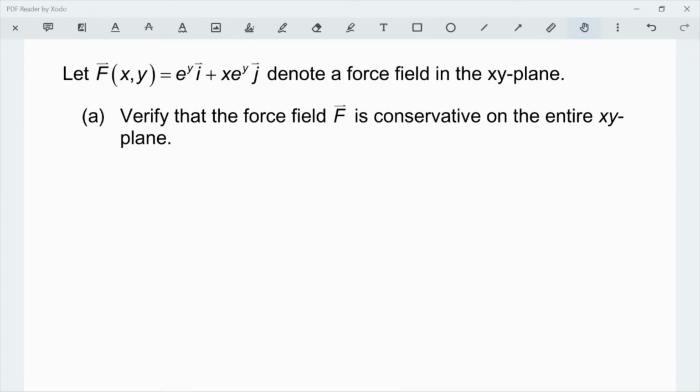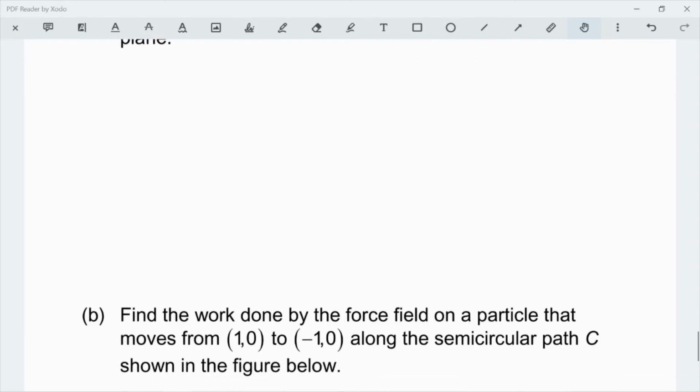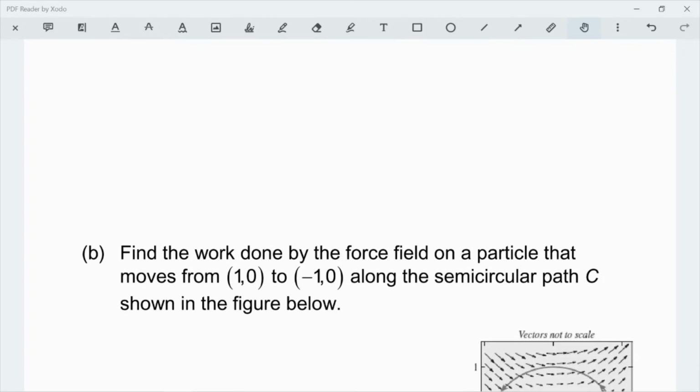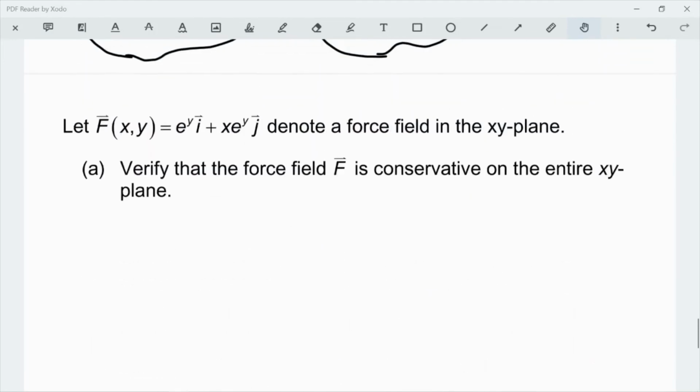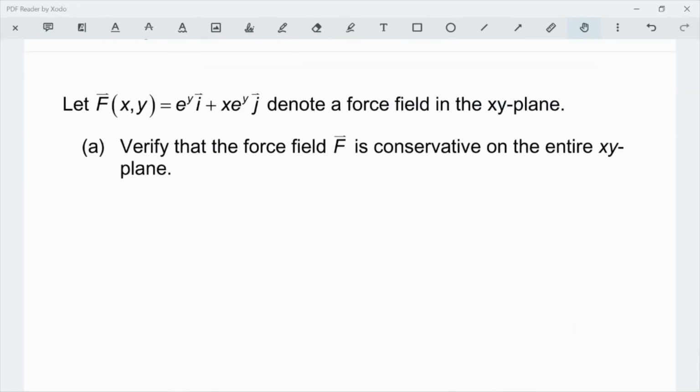Okay, so let's take a look at an example here. It says, let this force field F equal e^y i plus x e^y j be in the xy plane. Verify that this force field is conservative to start with. And then we're going to find the work done by the force field on a particle that moves from one point to another on a semicircular path.